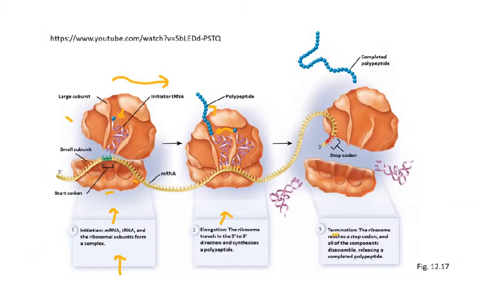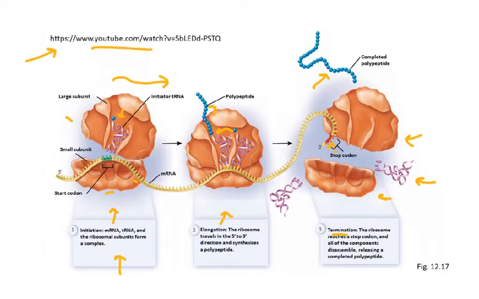Then step 3 will be termination. This is where we reach the stop codon and everything's going to fall apart, and we're going to have that completed polypeptide. The ribosome is reusable. All the tRNAs can be recharged and they can be reused as well. I'm going to try to show you this here in a series of steps and kind of talk you through it, but I've also linked this video into Brightspace, and this video kind of shows everything in action, which maybe gives you a better view.